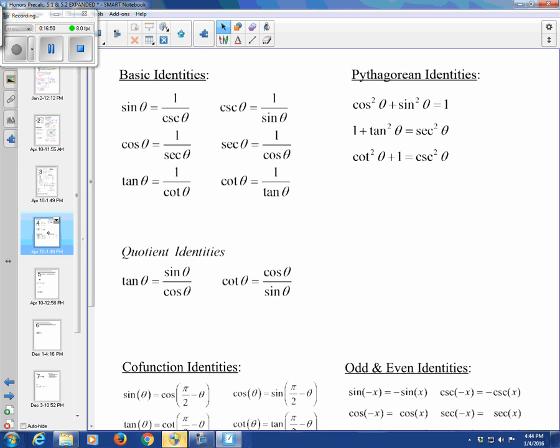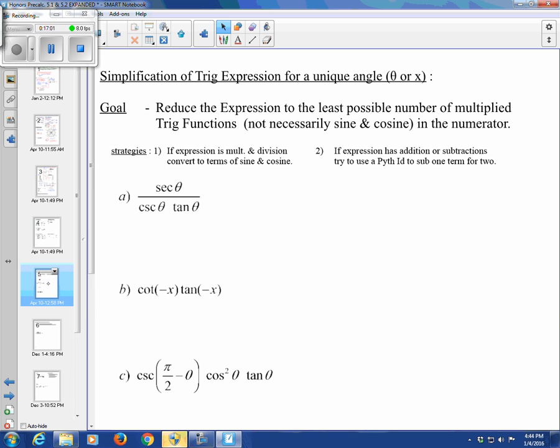Okay, so let's go ahead and take a look at this page right here. This page is basically just all the identities compiled. When you print this out, this is a good tool for you to use when you're going through your problems. Let's take a look at simplification of trig expressions for a unique angle theta or x. So right here, our goal is to reduce the expression to the least possible number of multiplied trig functions in the numerator, not necessarily sine and cosine. We've got a couple strategies here.